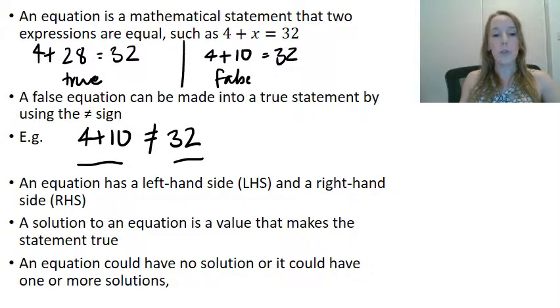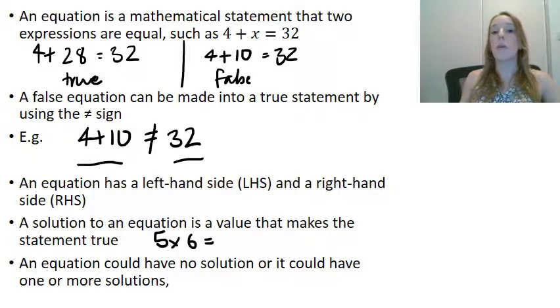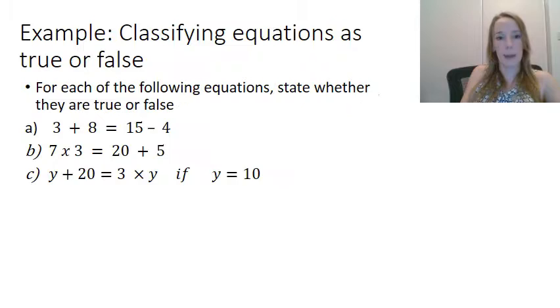A solution to an equation is a value that makes the statement true. So any value that you add in that makes the statement true is the solution. For instance, if you had the equation 5 times 6, your solution would be the part that would make that true, that would make the right-hand side equal the left-hand side. So 5 times 6, the solution would be 30. An equation could have no solution, or it could also have more than one solution, depending on what the actual equation is. So let's look at some examples.